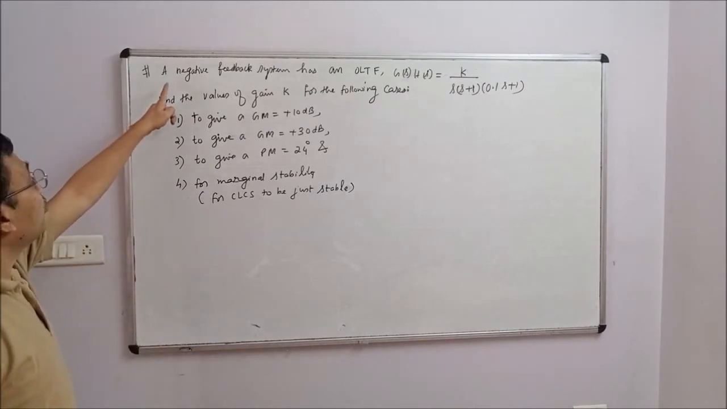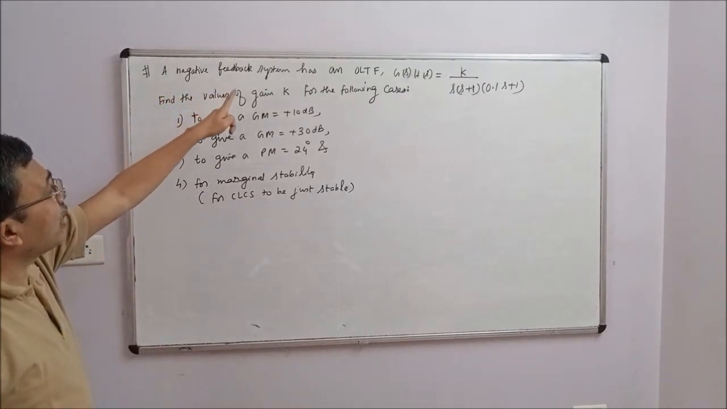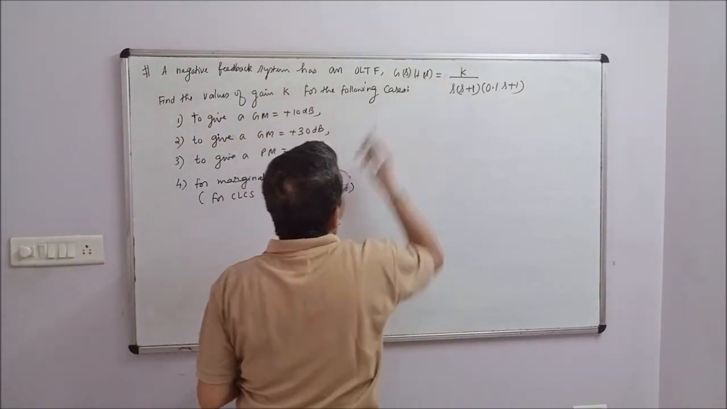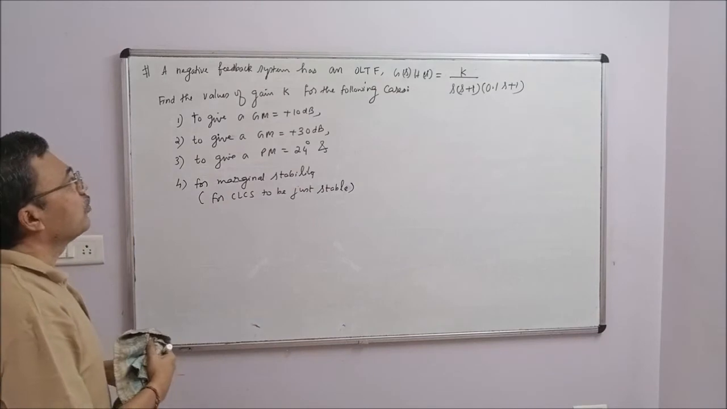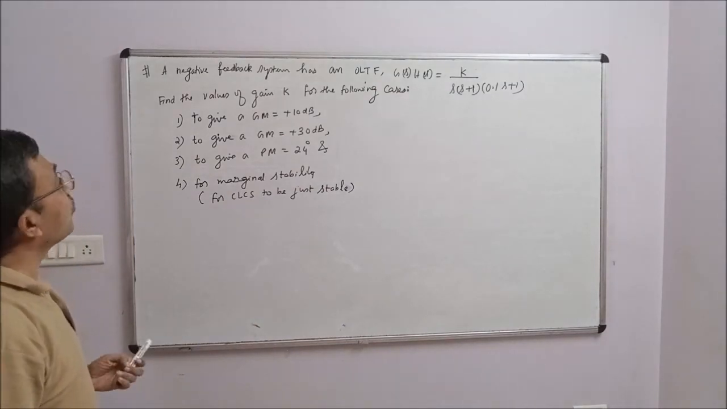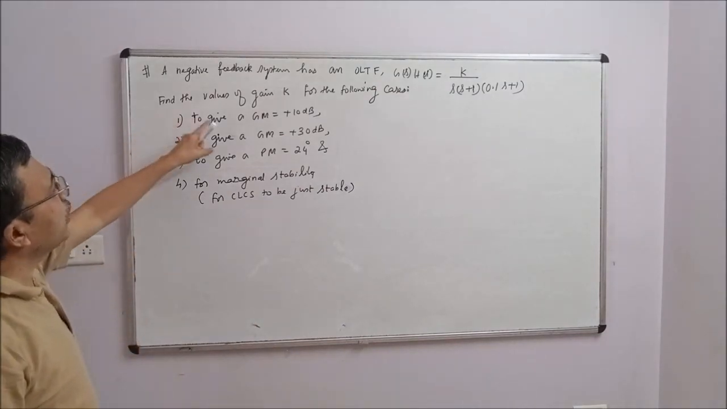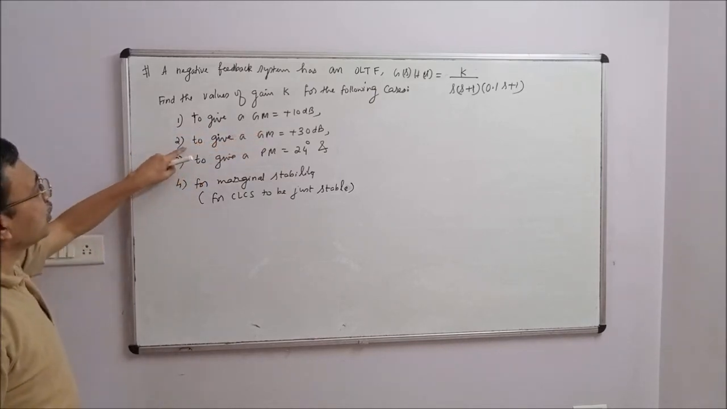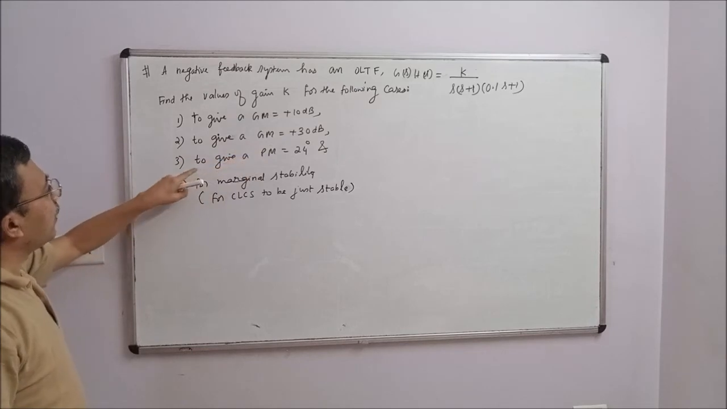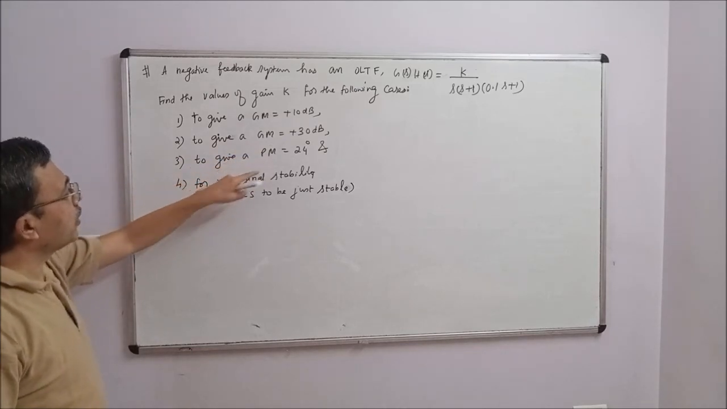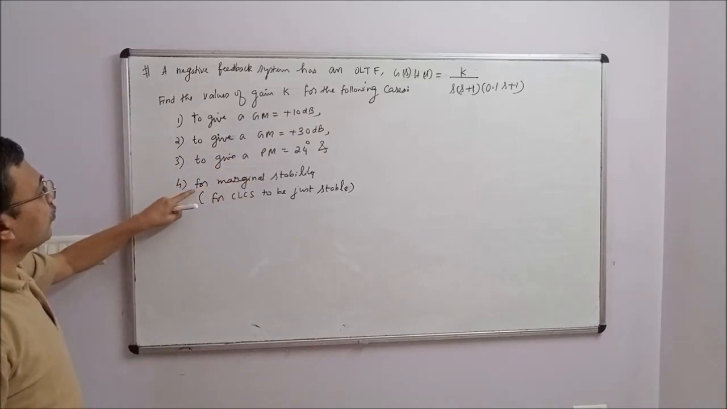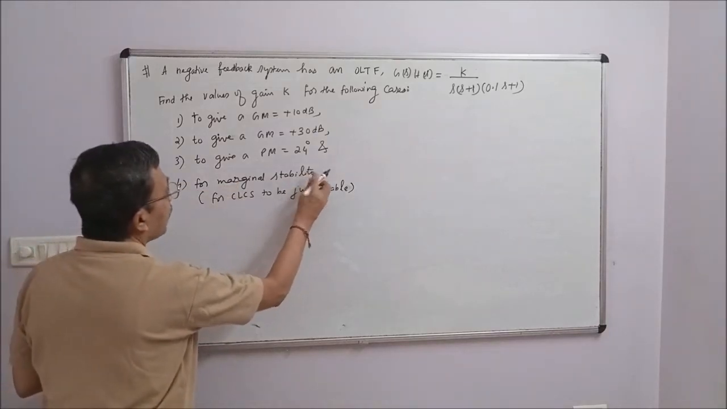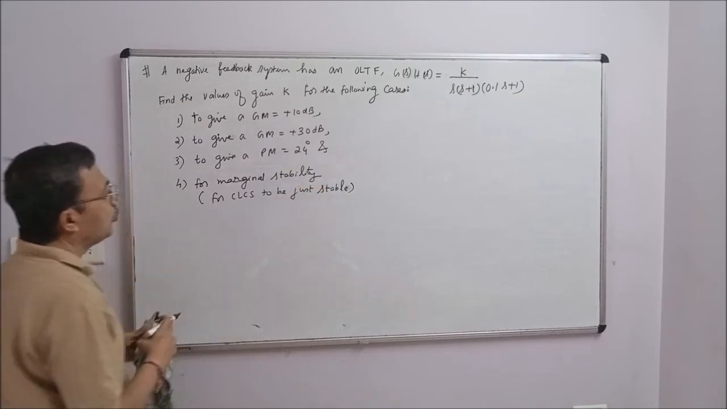Let me read out the problem. A negative feedback system has an open loop transfer function G(s)H(s) equal to K divided by s into (s plus 1) into (0.1 s plus 1). Find the values of gain K for the following cases. To give a gain margin of plus 10 dB, to give a gain margin of plus 30 dB, to give a phase margin of 24 degrees, and the fourth one for marginal stability. Marginal stability means for closed loop control system to be just stable.